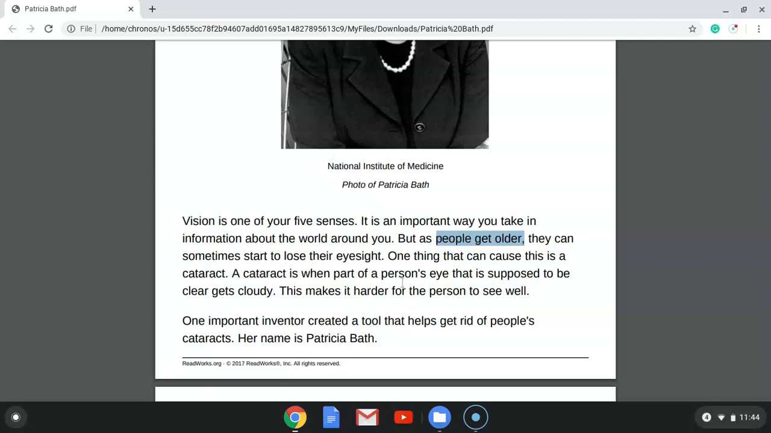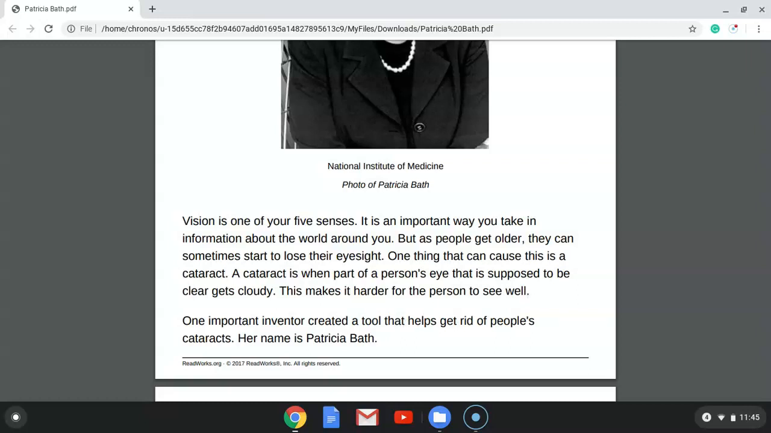Let's continue with the story. One thing that can cause this is a cataract. A cataract is when part of a person's eye that is supposed to be clear gets cloudy. This makes it harder for the person to see well.